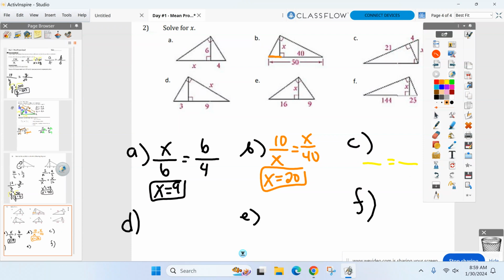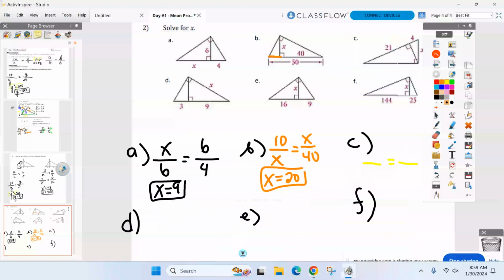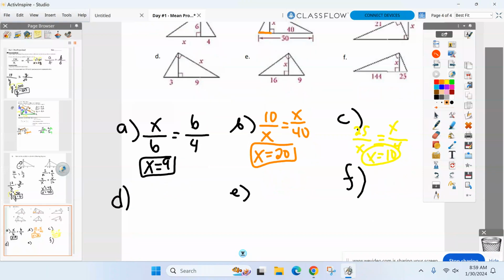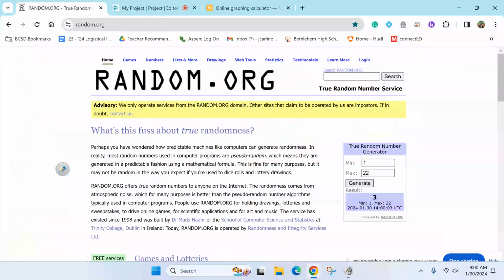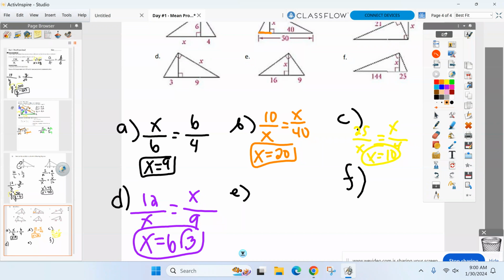For C, Drew, you're up. What do you got for your proportion? 25 over x equals x over 4. Yep, and answer? X equals 10, yep. That was a Hills problem there for C. All right, 3 more. Letter D. Stellan, 12 over x equals x over 9. Yep. We got a simplest radical form for me. X equals 6 radical 3. Got it. 6 radical 3. Good. All right, let's keep trucking.